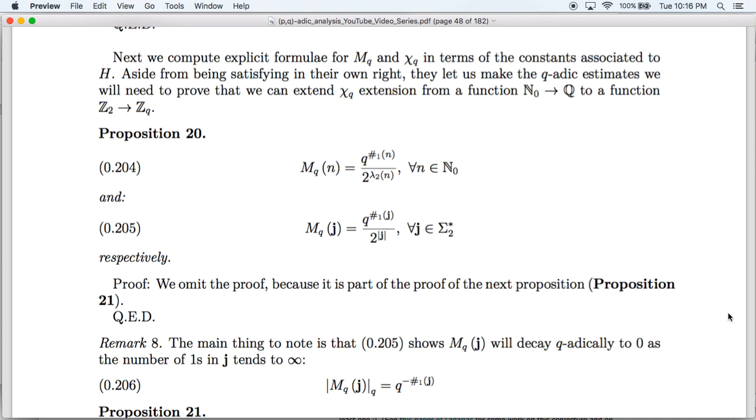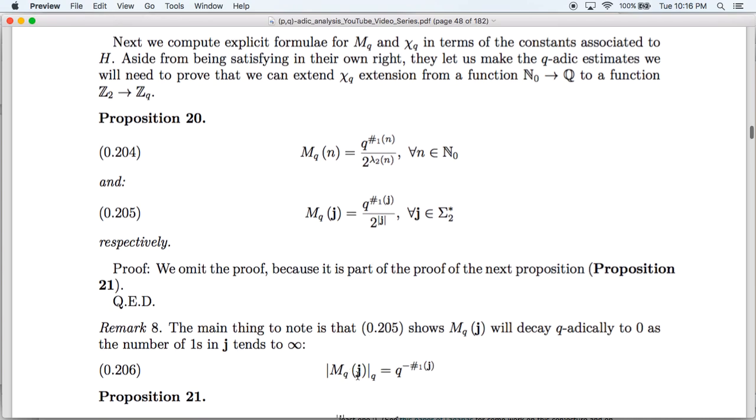The main thing to note here is that when we take q-adic absolute values, we get that mq of bold j has a q-adic absolute value of q to the negative number of 1s in bold j. So as the number of 1s in j tends to infinity, mq of j will decay q-adically to 0.